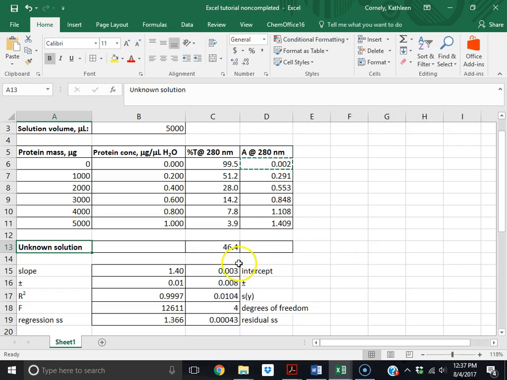Now suppose, having constructed a graph of protein standards, we are given an unknown solution. We go into the lab and measure the percent transmittance of our unknown solution at 280 nanometers, and we discovered its transmittance. Our next task is to determine its protein concentration.